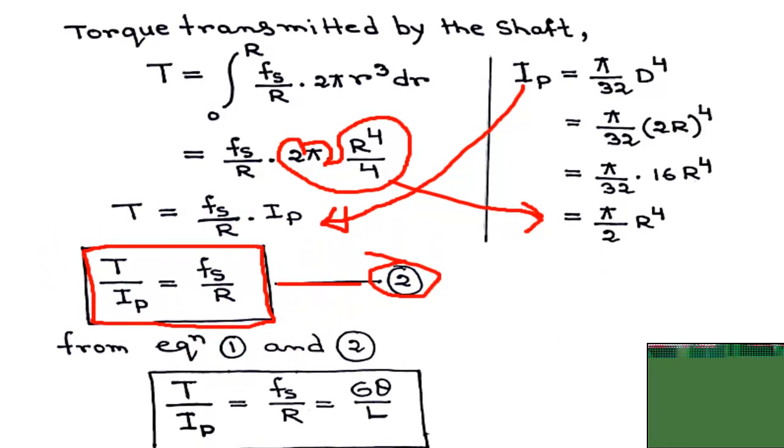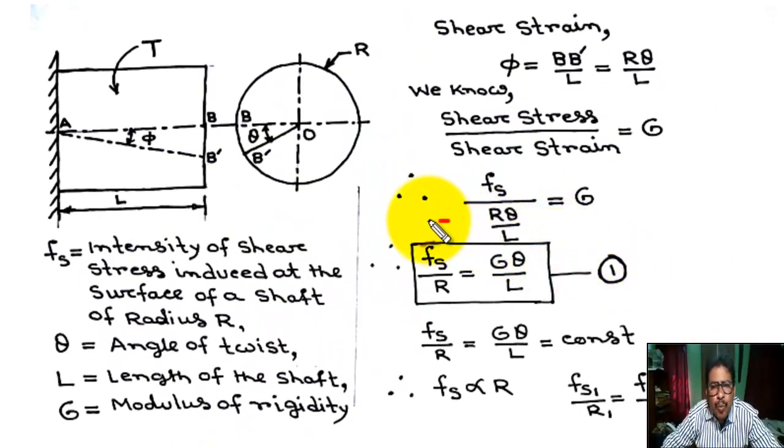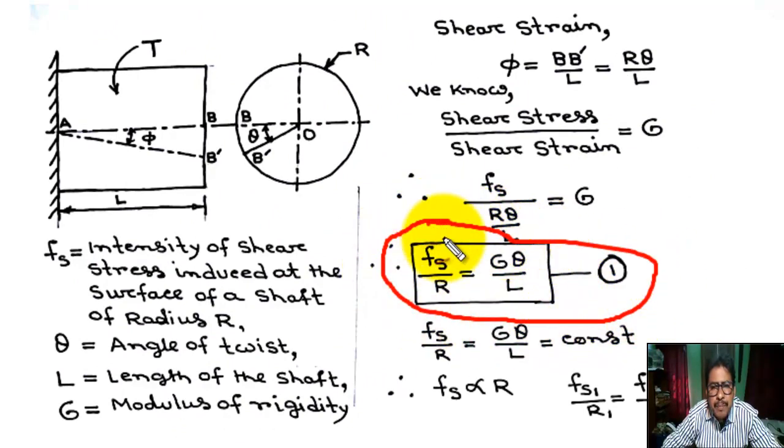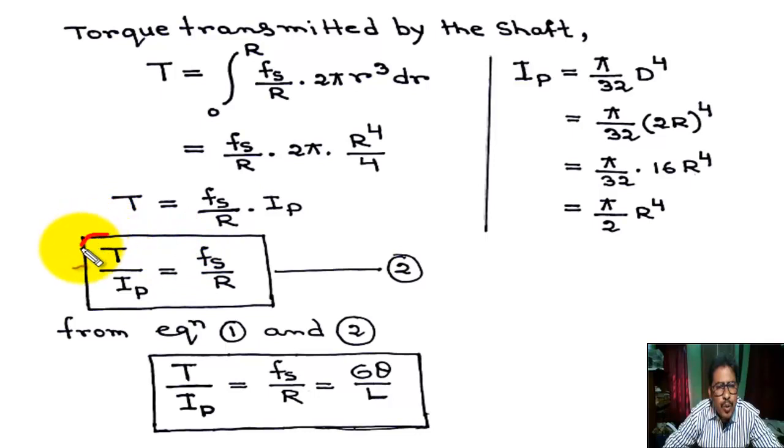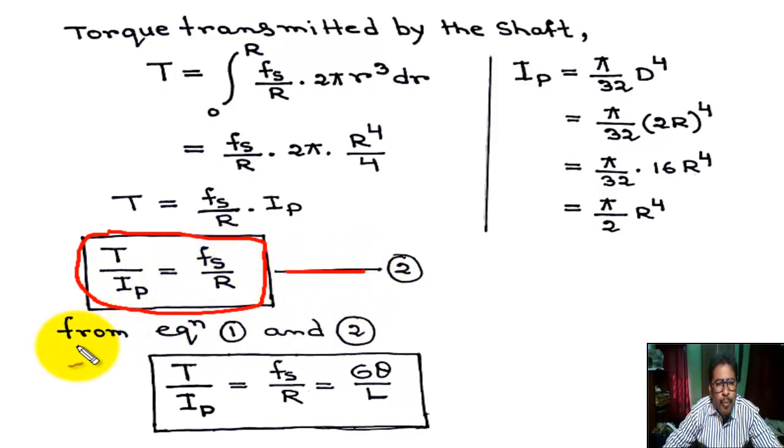Now from equation 1, Fs by R equals G theta by L. And from equation 2, T by Ip equals Fs by R. From equation 1 and 2, we get T by Ip equals Fs by R equals G theta by L.